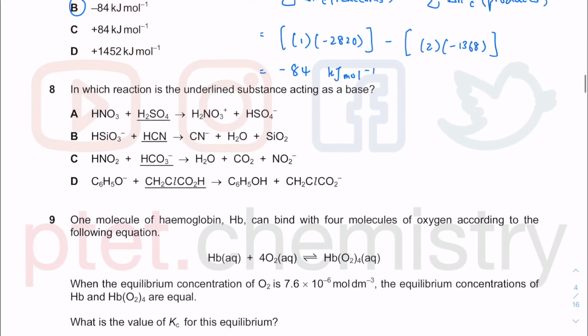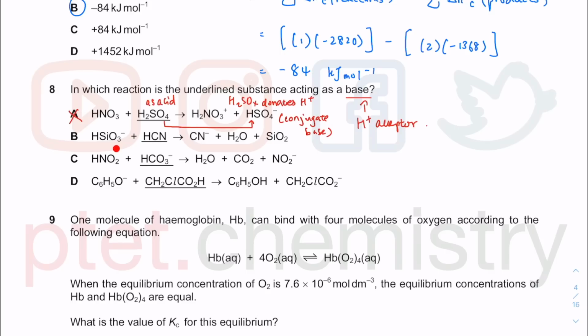Number 8, which of these underlined substances is acting as a base? We know that a base is a proton acceptor. So here we can see the H2SO4 become HSO4 minus. So the H2SO4 donates H+, and that is why you get this thing called conjugate base. Conjugate base is an AS level definition. It's the species you get after the acid donates the proton, and therefore it's acting as an acid there.